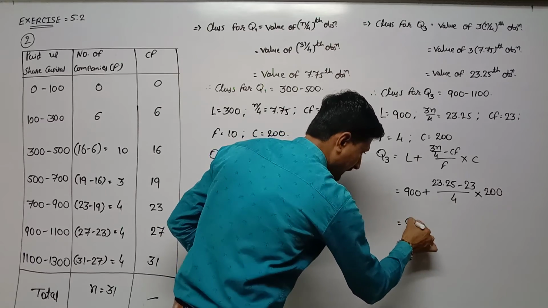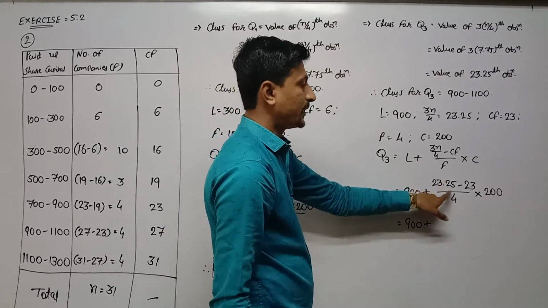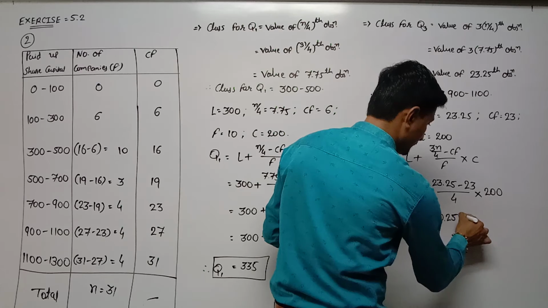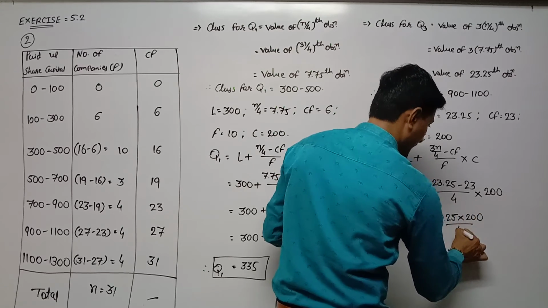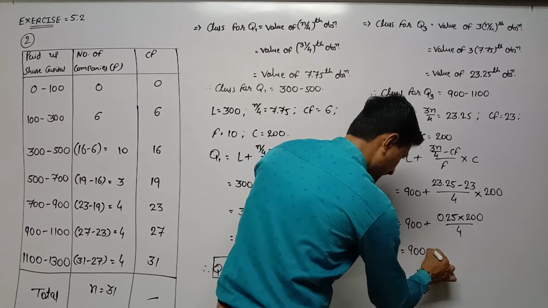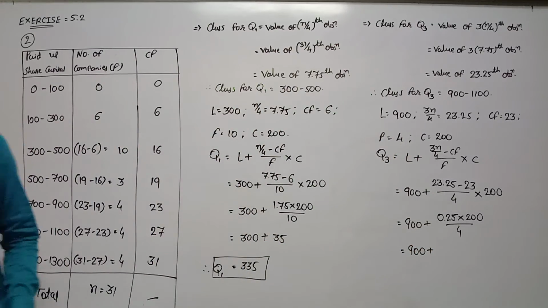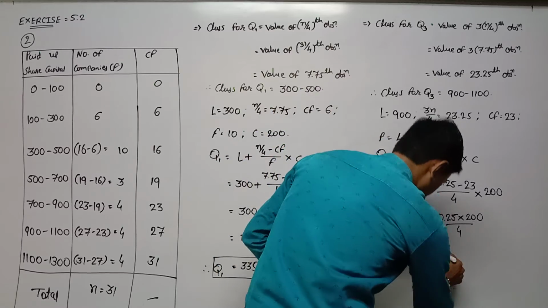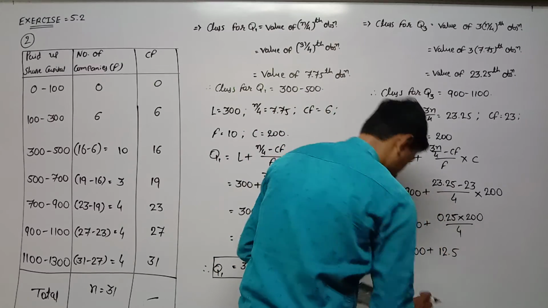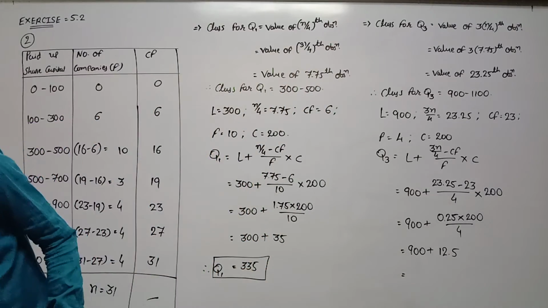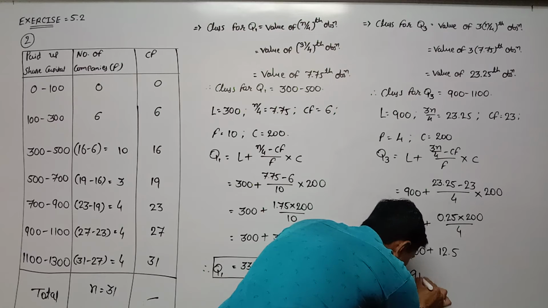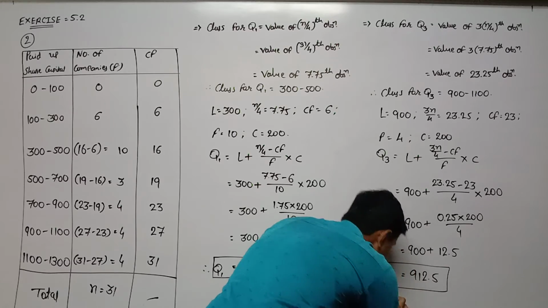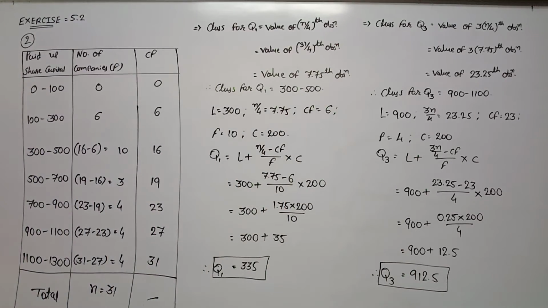Next, 900 plus 23.25 minus 23, 0.25 into 200 divided by 4. Now next, 900 plus, using calculator, 0.25 into 200 divided by 4, so 12.5, plus 900, so 912.5. 912.5 is the value of Q3. Now next, find out the value of median.